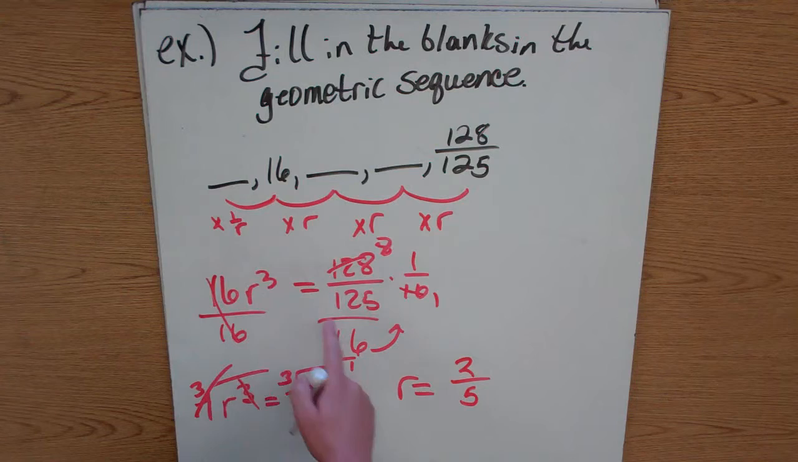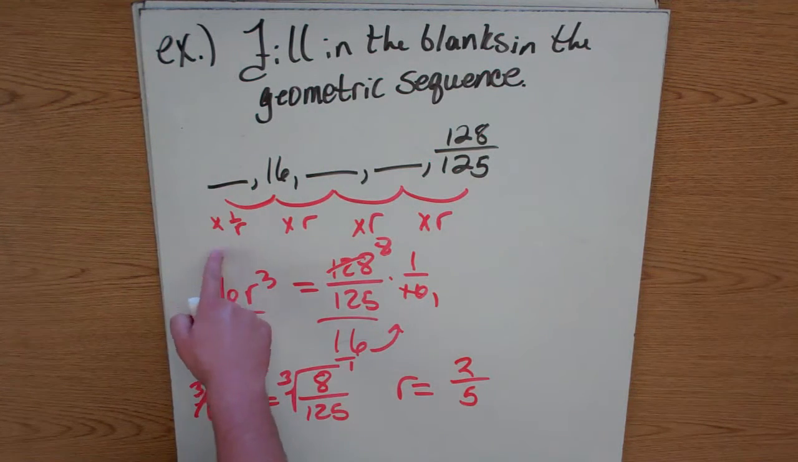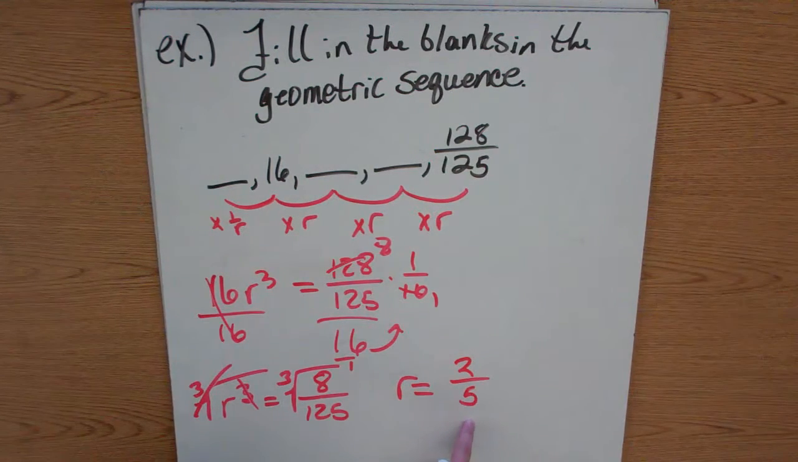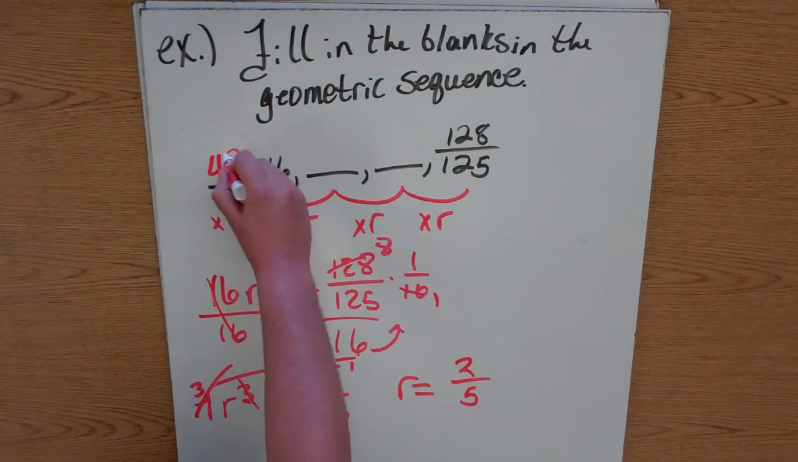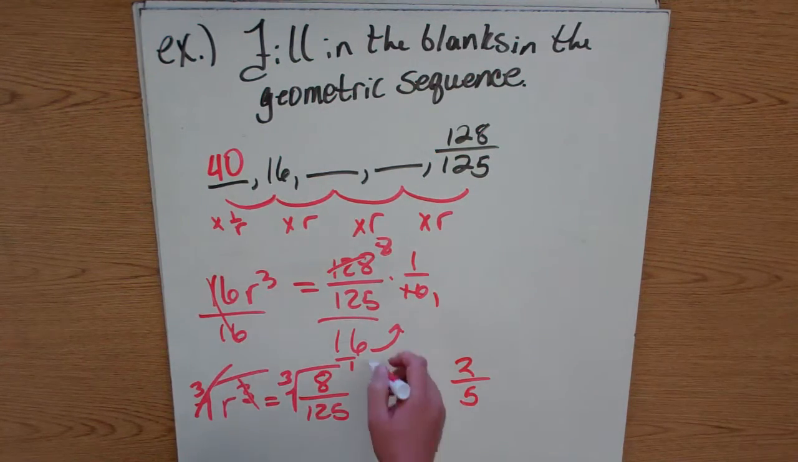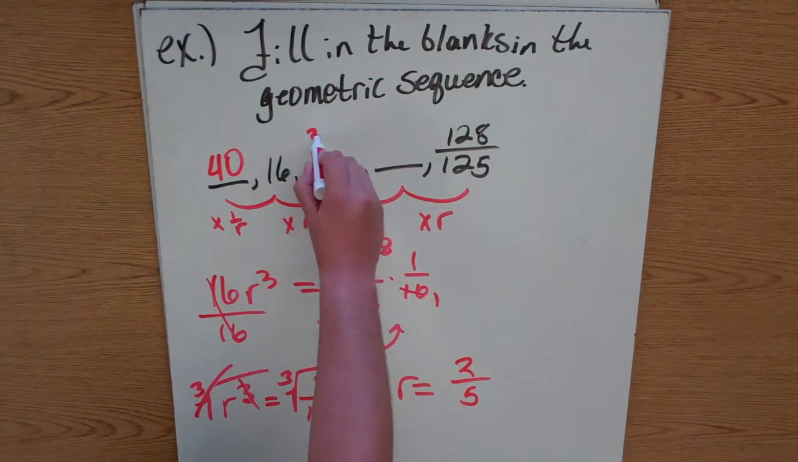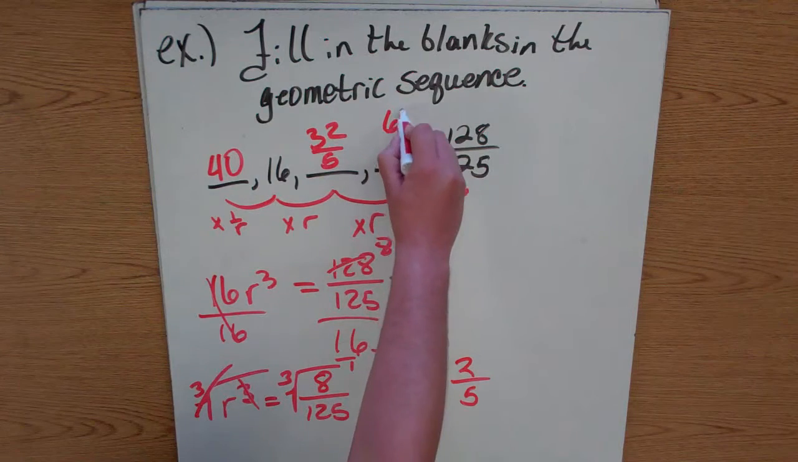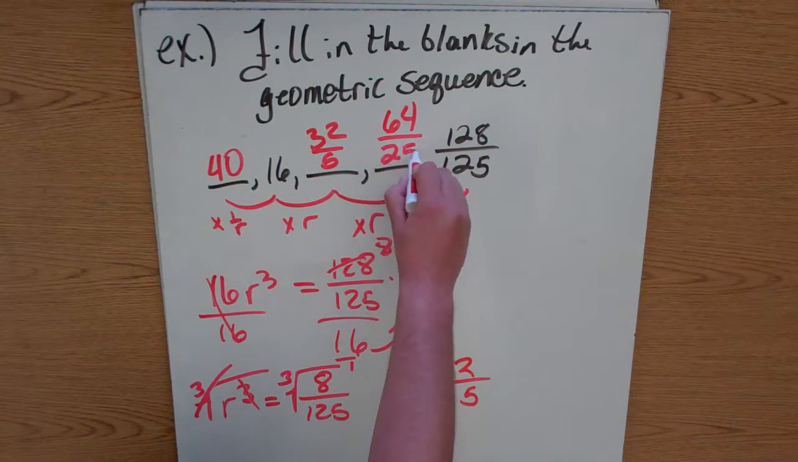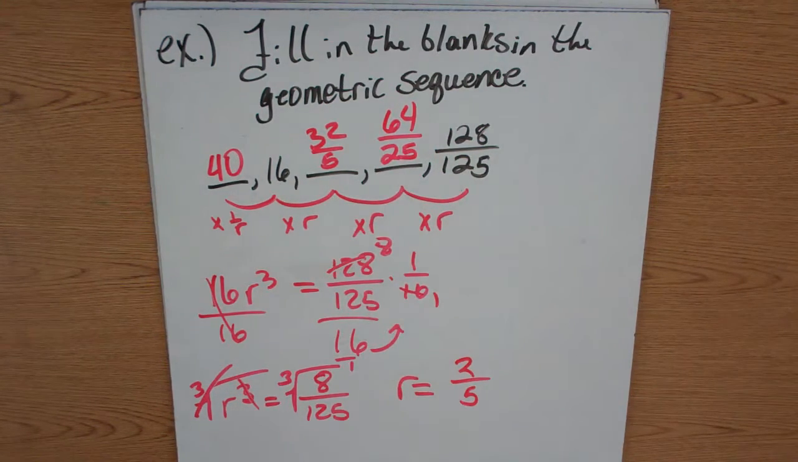All right, so 16, because remember, when you go back, we're going to multiply by 1 over r. So we're multiplying by 5/2. 16 times 5/2 is 40. And then 16 times 2/5 is 32 over 5, times 2/5 again is 64 over 25. So those are your 3 numbers.